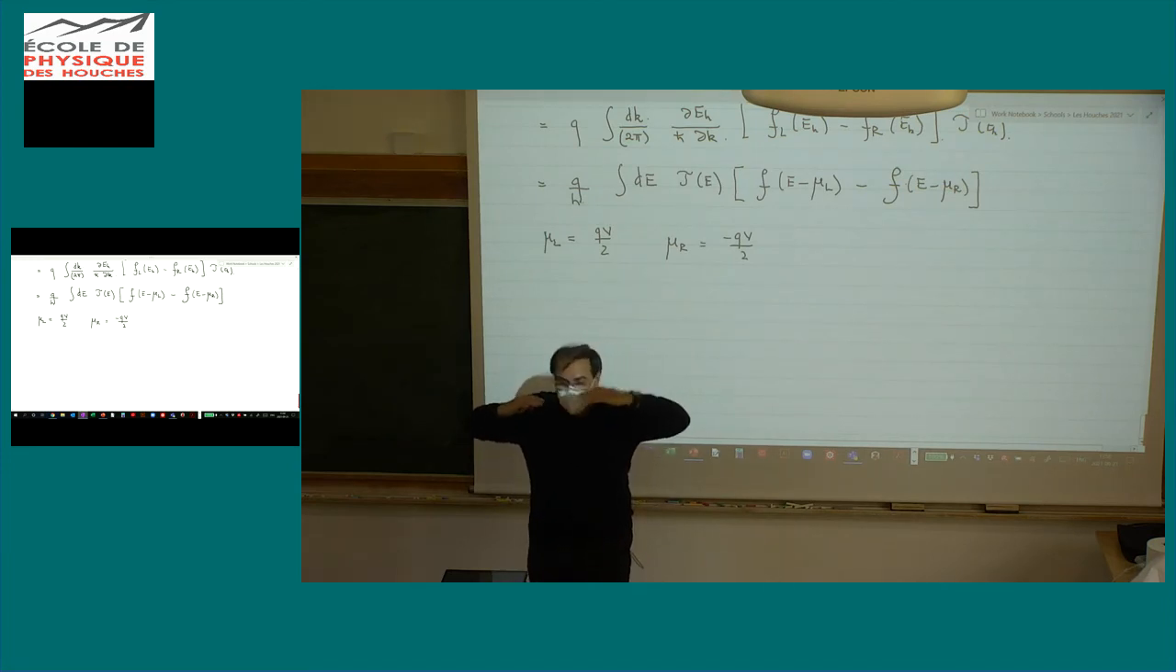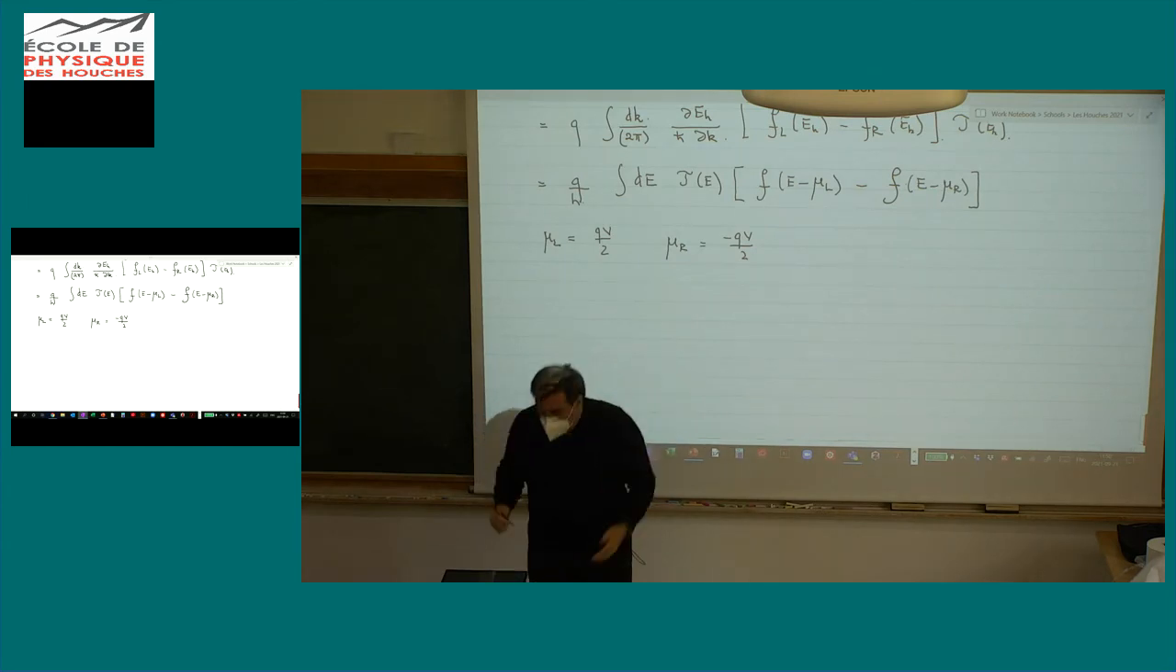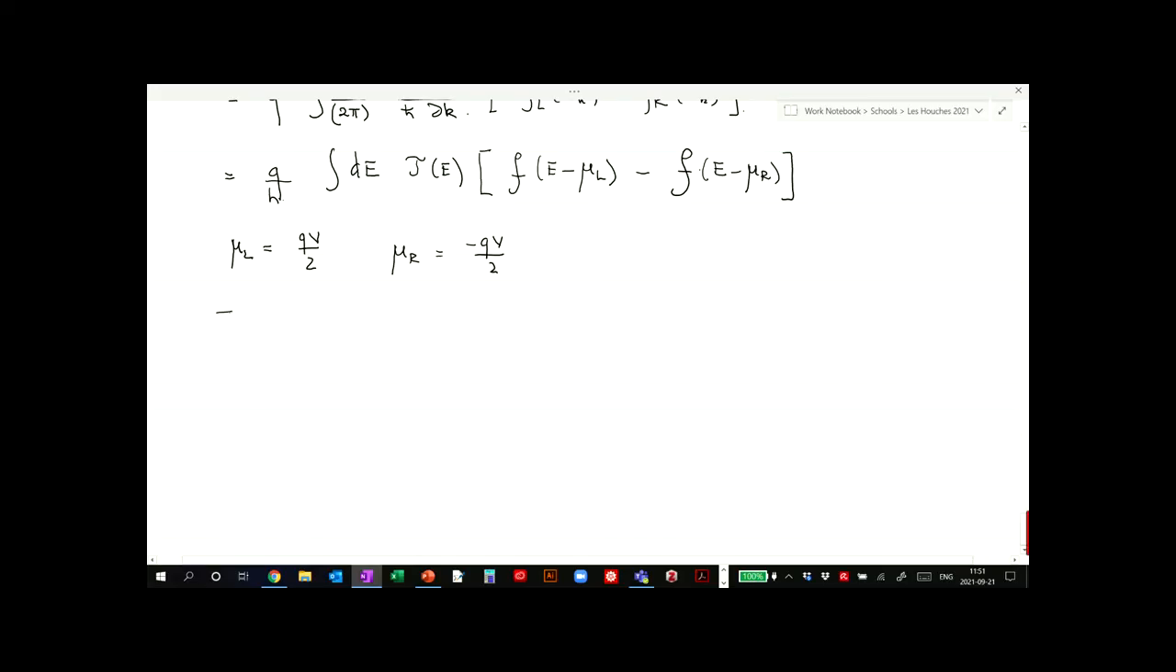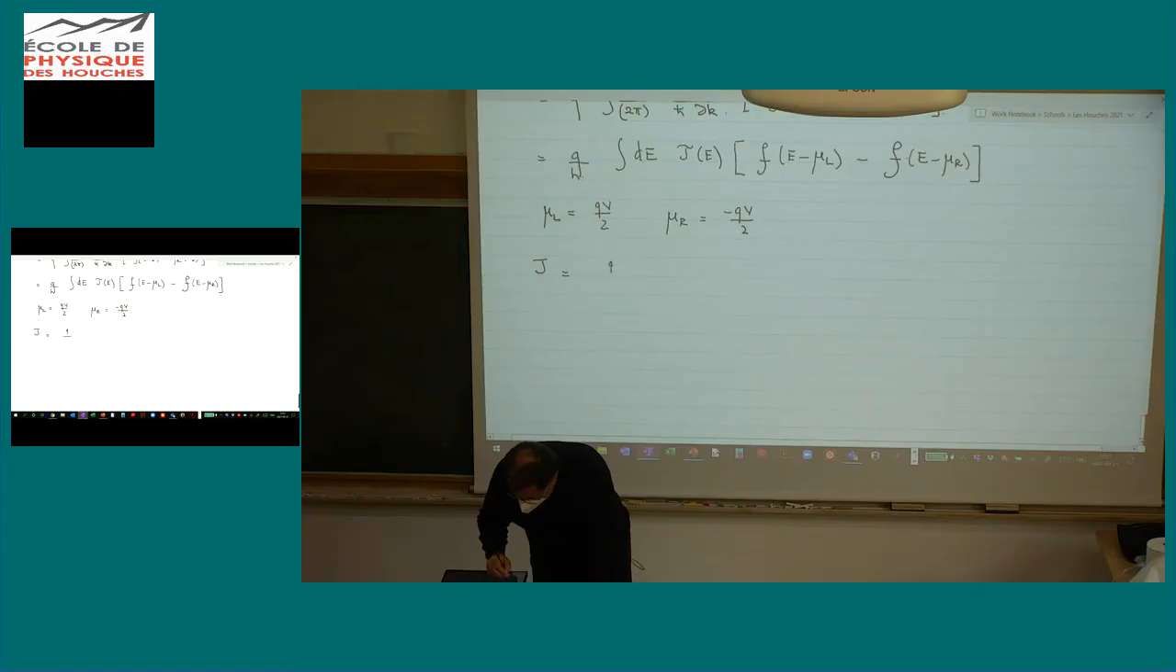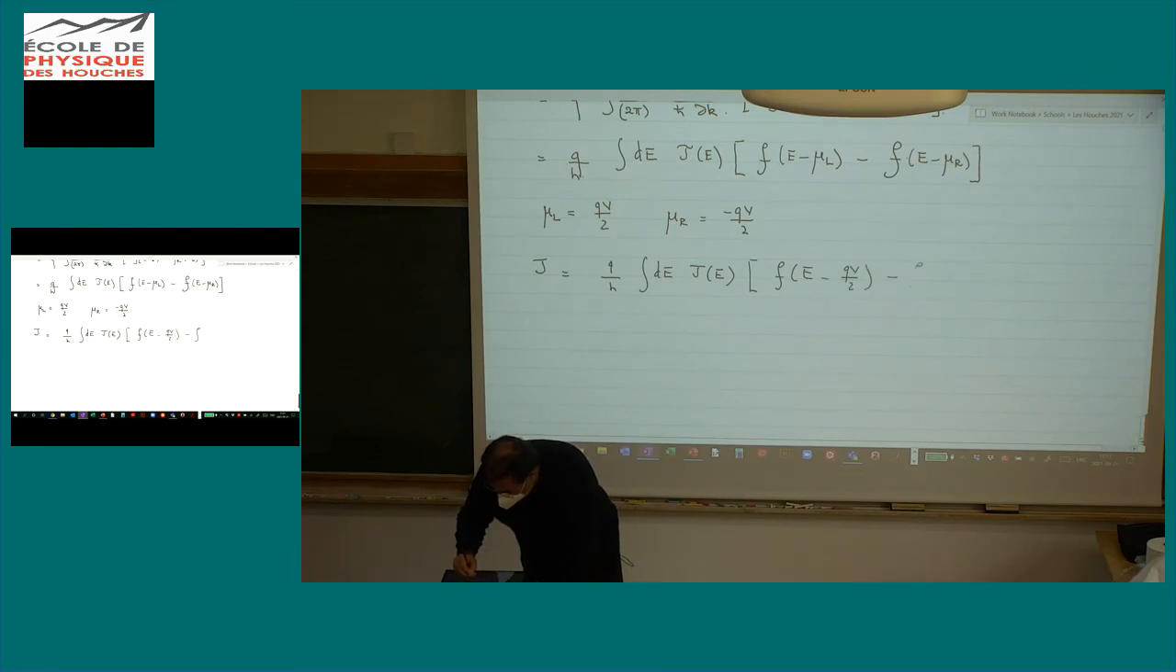So I put the imbalance in potential symmetrically, but it doesn't matter. You can put it the way you want, just a shift in the energy. So I just raise the left chemical potential by plus V over 2, and I lower the right chemical potential by minus V over 2. And then you see that the current J is equal to q over h, sum over dE of T of E times f of E minus qV over 2 minus f of E plus qV over 2.